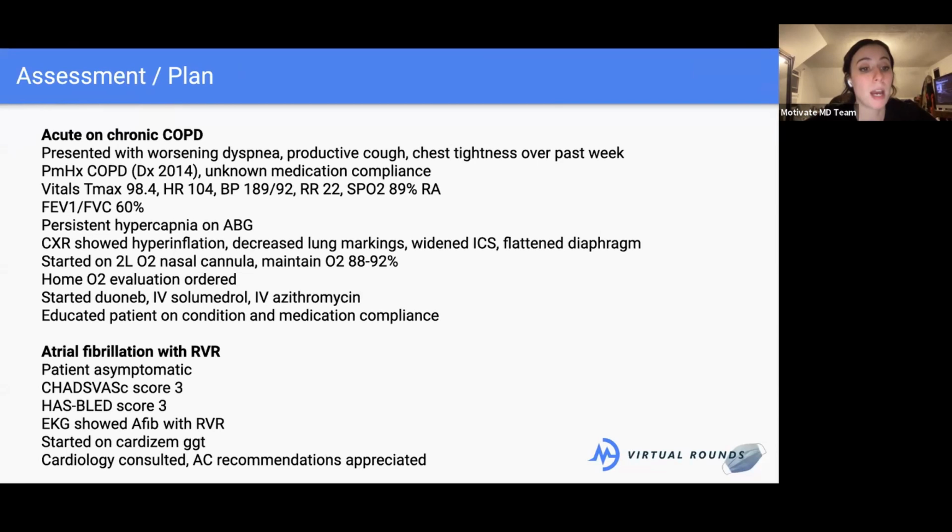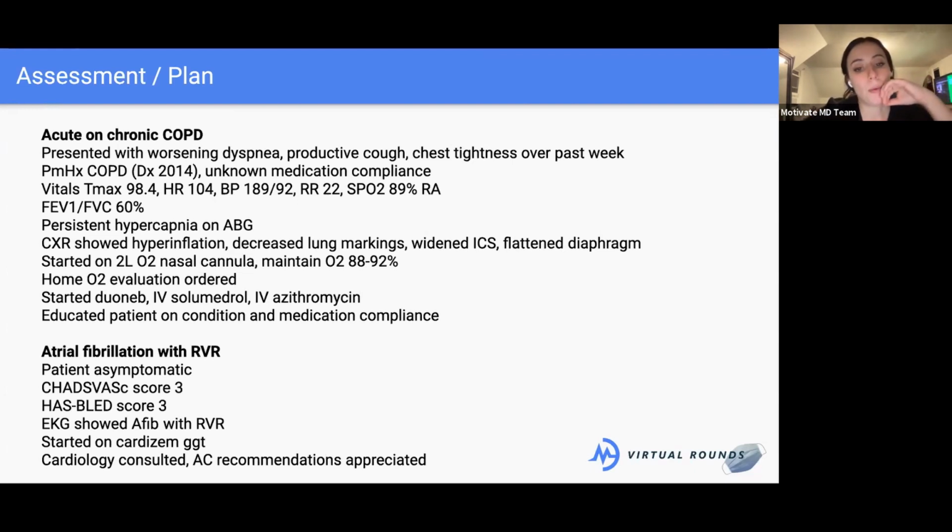So hypercapnia, hyper means high, right? A lot more high. And capnia means CO2. So he has a high CO2 on ABG, which is the arterial blood gas. Chest x-ray showed hyperinflation, decreased lung markings, widened intercostal spaces, flattened diaphragm. So all of this in this top half of this paragraph right here is kind of all the information that brought us to the diagnosis.